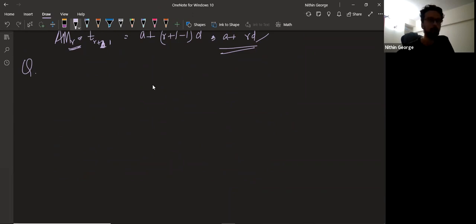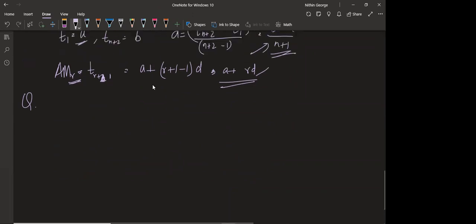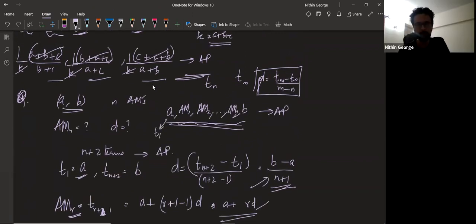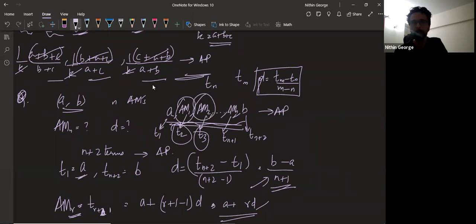So how is it TR plus 1? So I take A as T1, AM1 as T2, AM2 as T3. So AMN will be what? Tn plus 1 and B will be n plus 2th term. So you can see here, T2 is AM1, T3 is AM2. So AMR will be TR plus 1. That's the idea. Okay, sir.